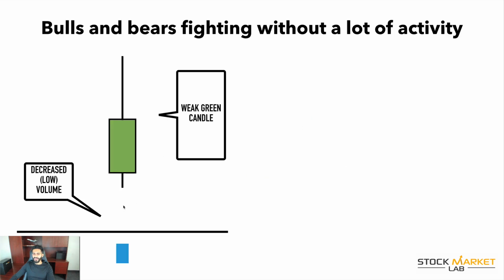Now, in these examples, you can see no one is in control with the candle. Not a strong green candle. It's a weak green candle, decreased volume. Bulls and bears are just fighting without a lot of activity. If volume was high, it would just mean there's a lot of activity. In this situation, volume is low, decreased activity doesn't mean anything. This is not of interest to us.